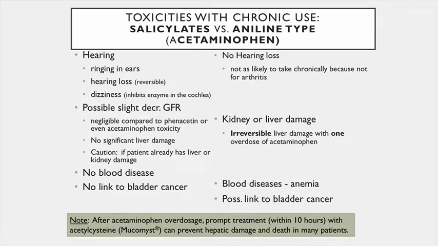There is an antidote for acetaminophen overdosage, and the key to it is it has to be administered promptly, ideally within 10 hours. Even better, it would be a shorter window within the acetaminophen overdose, and that is acetylcysteine, which is called Mucomyst, the brand name. And that can protect the liver from damage and death in many patients. So if somebody does ingest a toxic dose of acetaminophen, then the Mucomyst is a good antidote to that.